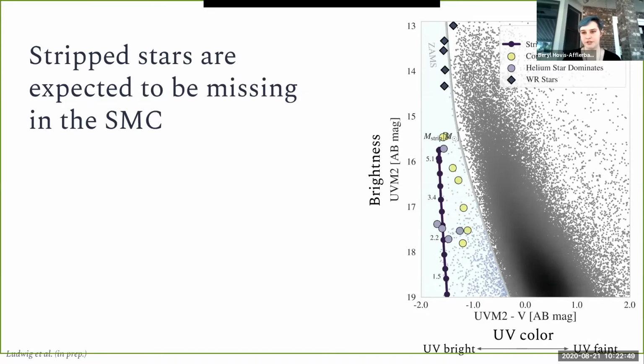And there are also observations of stripped stars, the candidates that they've identified, which have been observed with the spectrograph and are consistent with expectations for binary stripped stars. Additionally, there are observations of higher mass Wolf-Rayet stars, which are self-stripped due to strong stellar winds.